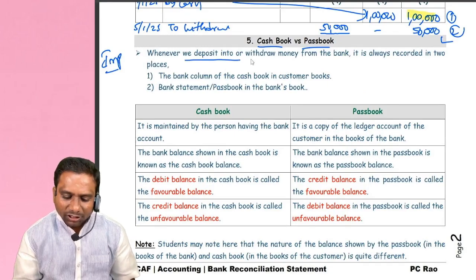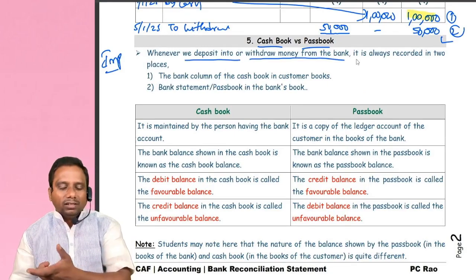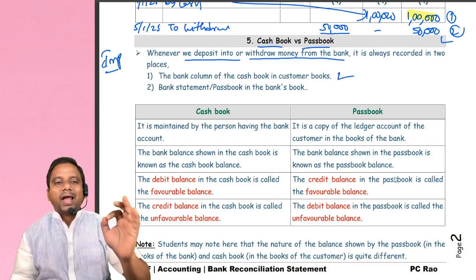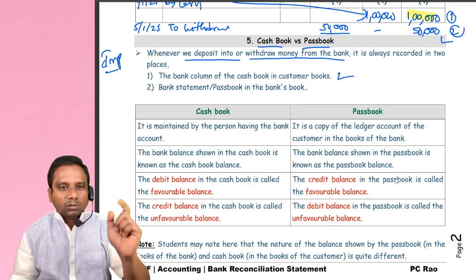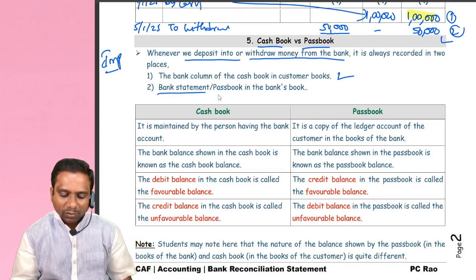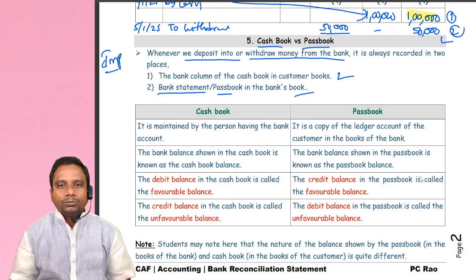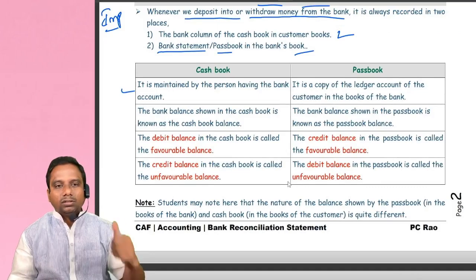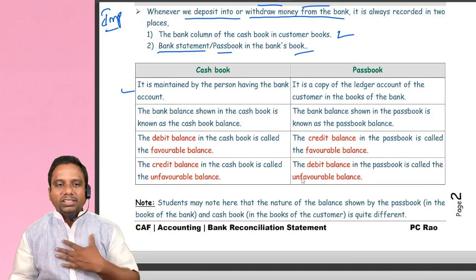Wherever we deposit into or withdraw money from the bank, we already discussed these points, just observe. One entry is recorded in the bank column of the cash book in the customer's books, and another in a bank statement or passbook in the bank's books. Look at the cash book: who maintains it? We, the cashier. The businessman will maintain the cash book, but the cashier will maintain it.